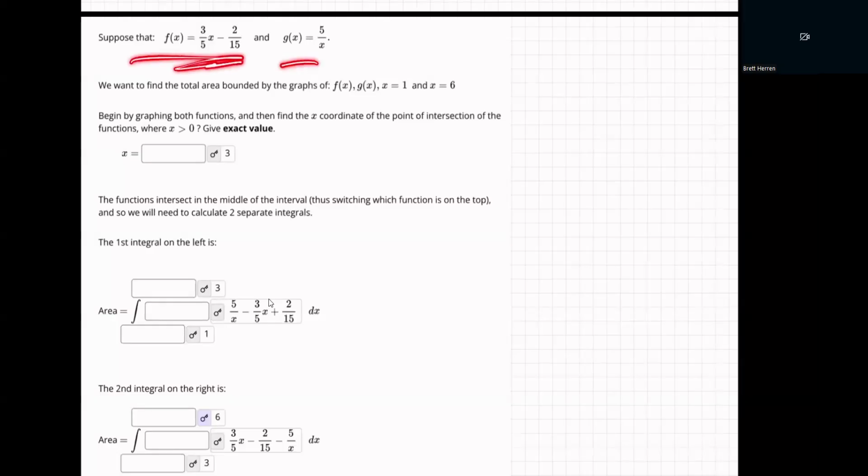Suppose that we've got the functions f of x and g of x. We want to find the total area bounded by those two graphs, x equals 1 and x equals 6. It says begin by graphing both functions and find the x-coordinate where they intersect. So let's do that first off. How do we find the intersection?